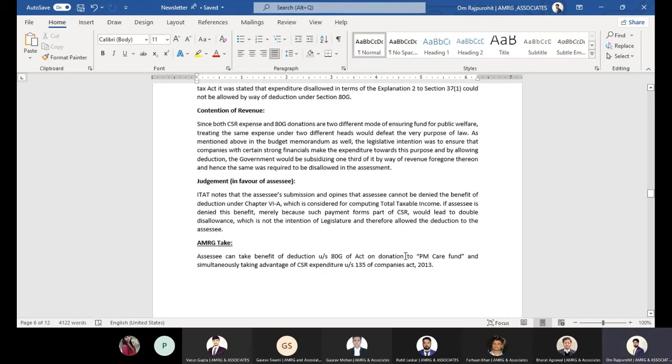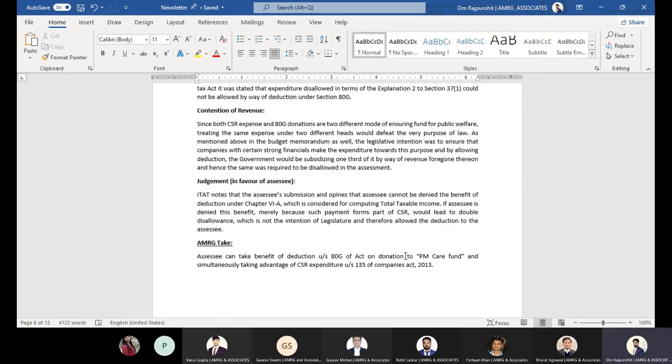The ITAT heard both the submissions and contentions and held that the assessee cannot be denied the benefit of deduction under Chapter VI-A, that is 80G, while computing the taxable income merely because the expenditure is in the nature of CSR, and that it would lead to double disallowance, which would definitely defeat the purpose and intention of law. If the expenditure incurred is duly allowable or eligible under section 80G, then the assessee can claim the deduction for the same.